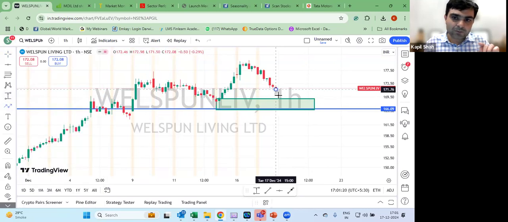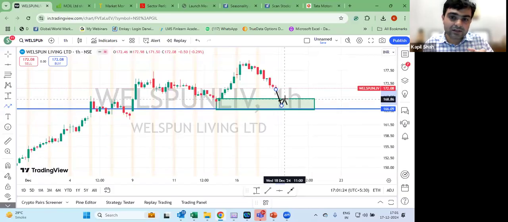I will wait for price to come down to this particular point without violating it. Once the price leaves this range on the high side and starts to pick up momentum on the high side, then it becomes a kind of buy idea for me.